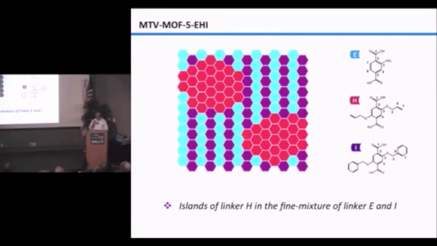So now I want to try to say the following: think about the interior surface of the crystal within the pores as a tiling, and that tiling has islands of particular functionality separated by other functionalities. And think about the various things that one can do if you can control the size of these islands and control the sequences of these islands within the framework.